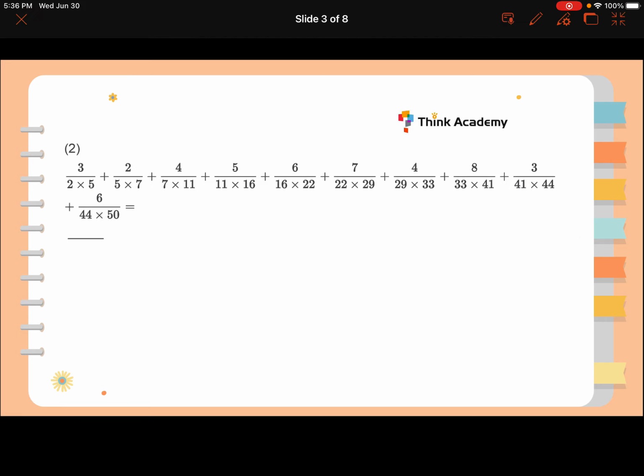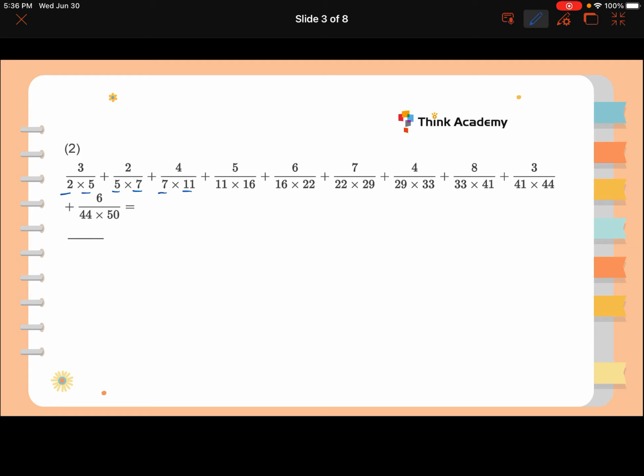Now for the next one, again, we have a really similar pattern here. So in the first term, we have 2 and 5, and the difference is 3. You notice that the numerator in this fraction is no longer 1, and the numerator equals the difference between the two numbers. Well, is that the same for all the terms? Let's check it out. So in the second term, we have 5 and 7, and the difference is 2. The next term, we have 7 and 11, and the difference is 4. So we see that the pattern goes on for every term.